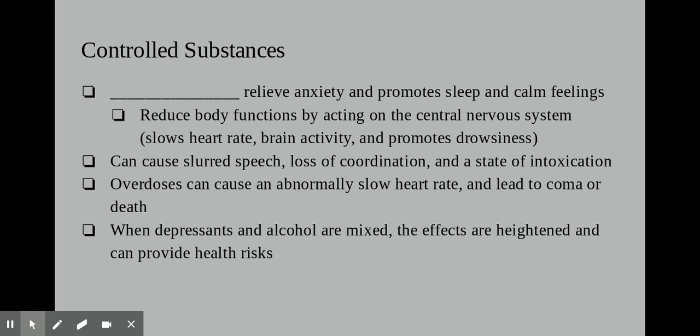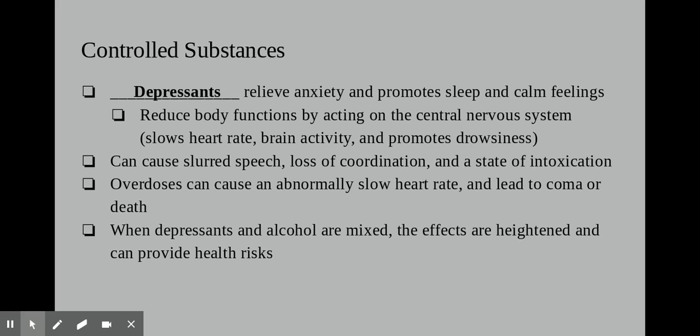Ones that fix anxiety and promote sleep and calm feelings. Yes, those are called depressants. They slow your heart rate down. They slow your brain activity. They help make you drowsy. So they help you relax, is what the depressants are all about.